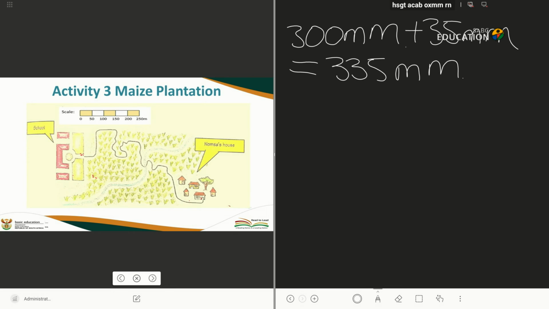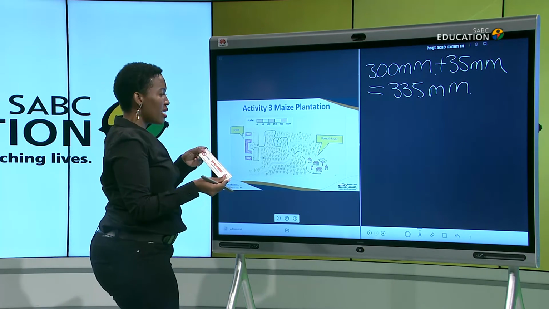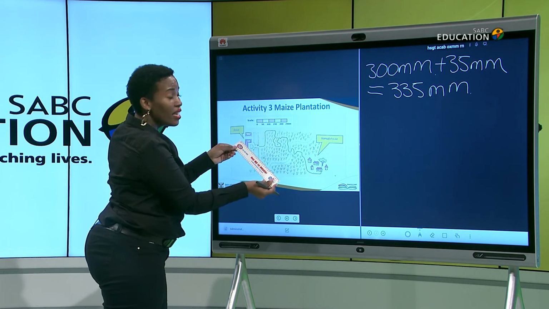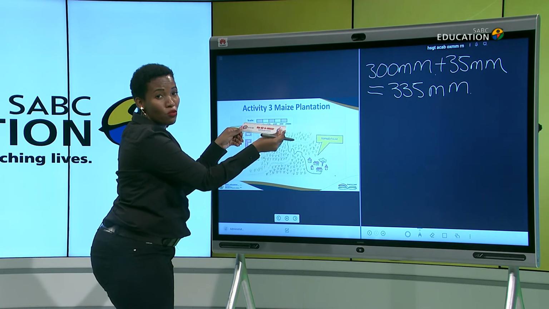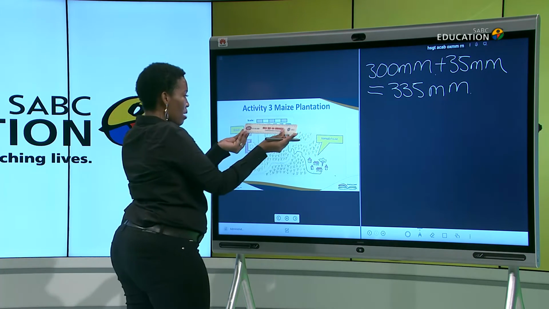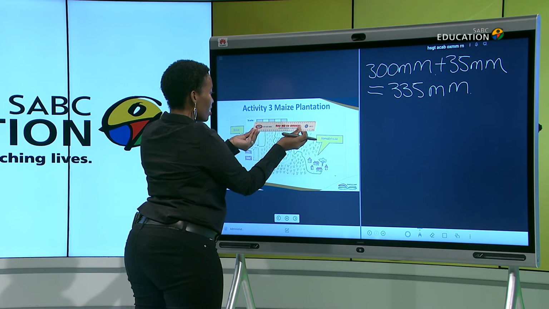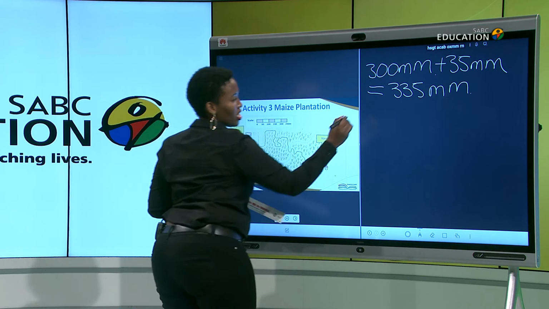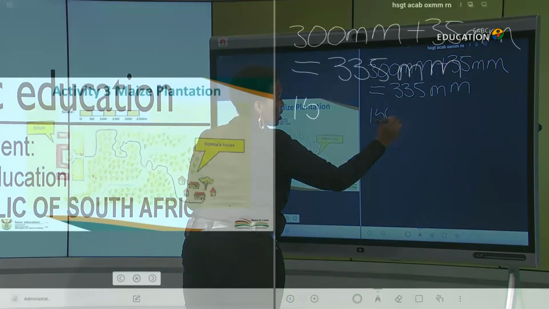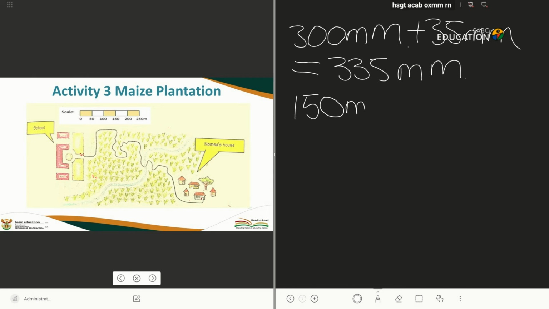This is the measured distance from school to home. Now, what I must do is measure my bar scale. Because I use millimeters here, I'm also going to use millimeters to measure my bar scale. So when I measure my bar scale from 0 up to there, I'm getting 150 millimeters. So the measured distance on the bar is 150 millimeters.